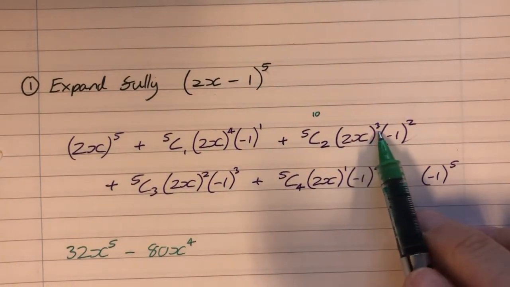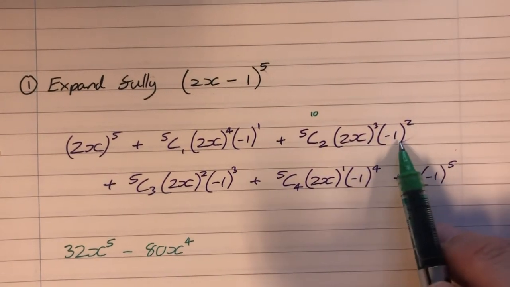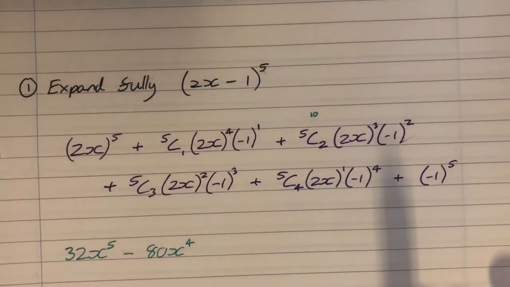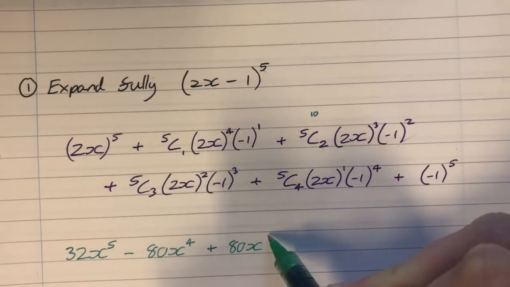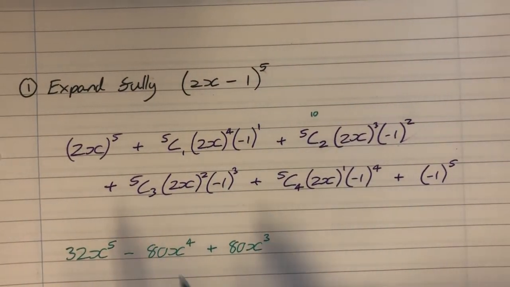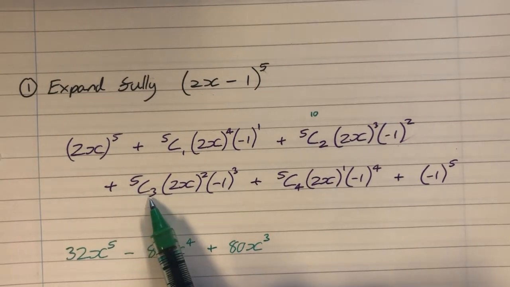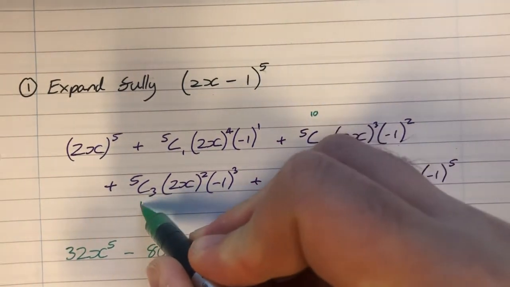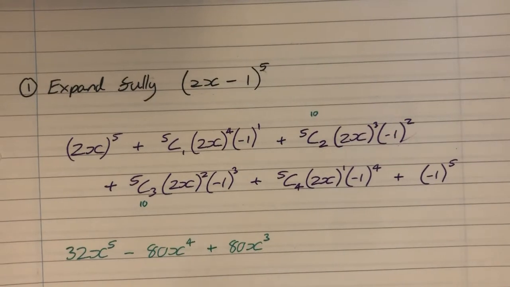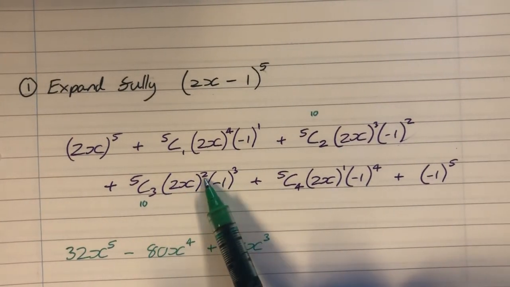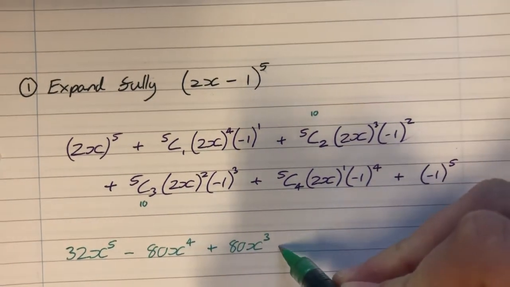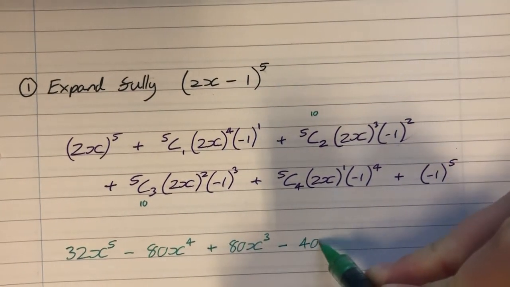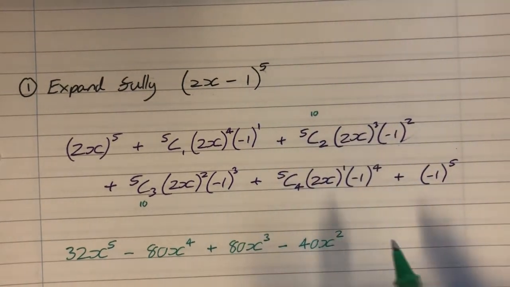2 cubed is 8, and then minus 1 squared is positive 1. So we're going to get an 80 again, but this time it's positive 80. And then this one here, 5c3, again, using the formula or Pascal's triangle, arrive at the fact that that is the number 10. 2 squared is 4, times minus 1 cubed, but minus 1 cubed is minus 1, so it's going to be negative 40x squared.